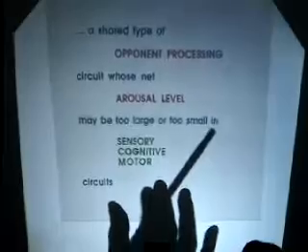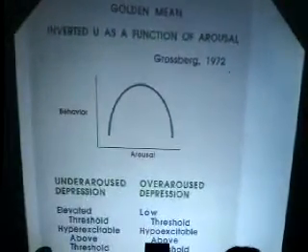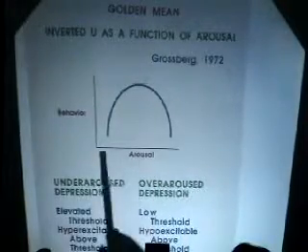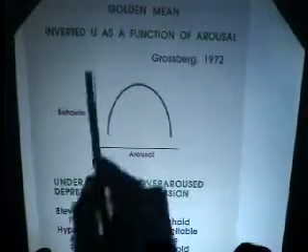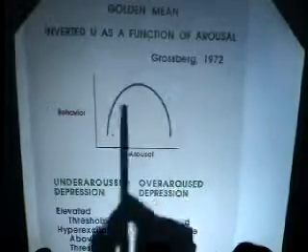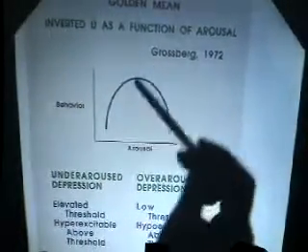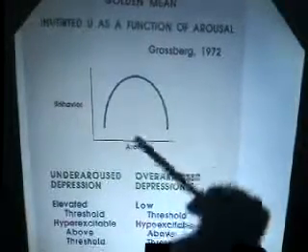What do schizophrenia, Parkinsonism, attention deficit disorder, and depression all have in common? I claim that they at least have in common a shared type of opponent processing circuit whose net arousal level may be too large or too small in different sorts of circuits. So what do I mean by that? Well, in such opponent processing circuits, which I'll tell you about more, when you parametrically vary arousal and you measure indices of behavior, there's an inverted U, and the golden mean is at intermediate levels of arousal.